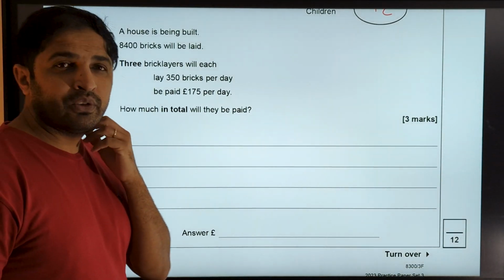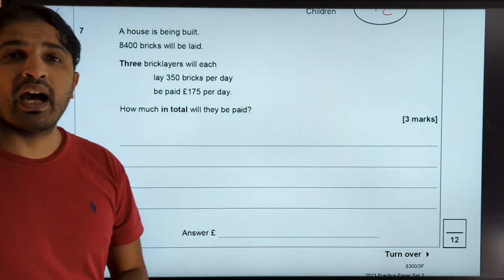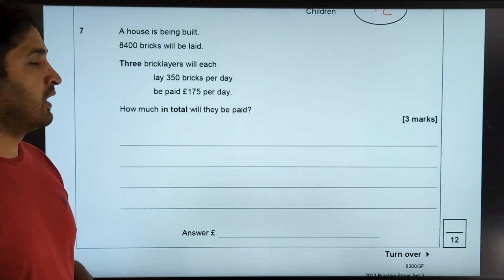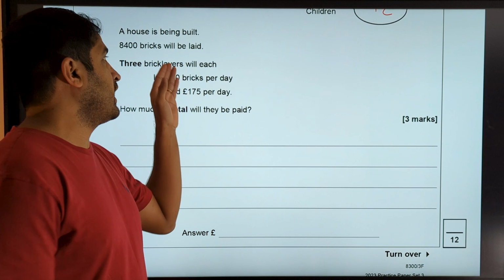Question 7. A house is being built and it uses 8,400 bricks. Okay. And 3 bricklayers each.